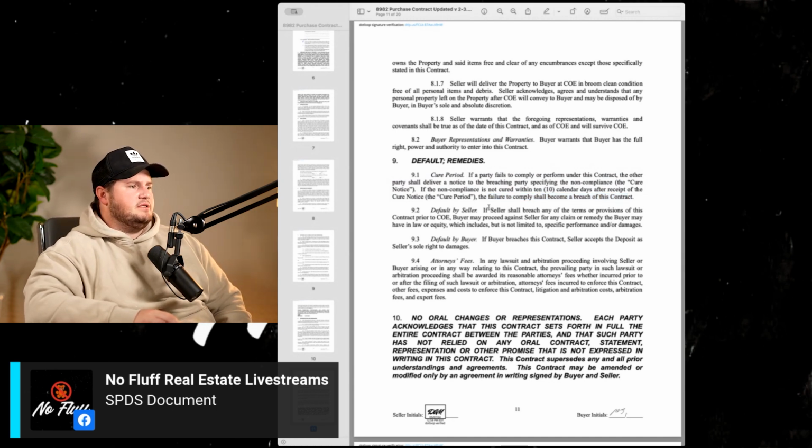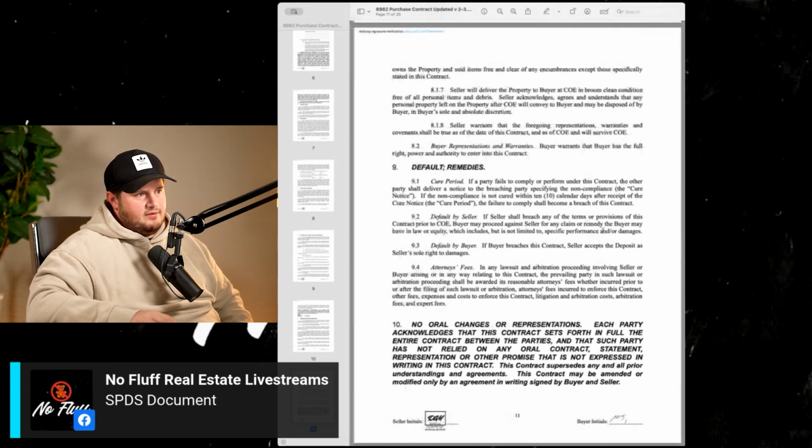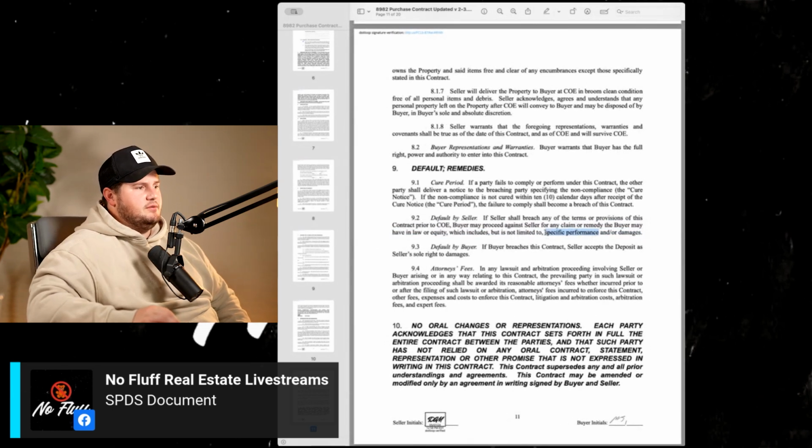Default by seller. If the seller shall breach any of the terms or provisions of this contract prior to close of escrow, buyer may proceed against the seller for any claim or remedy the buyer may have in law or equity, which includes but is not limited to specific performance and/or damages. So I can literally sue somebody just for specific performance. Not really going after them for money, but saying, hey, I want you to do what I'm asking you to do.